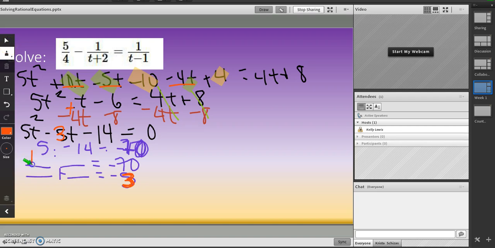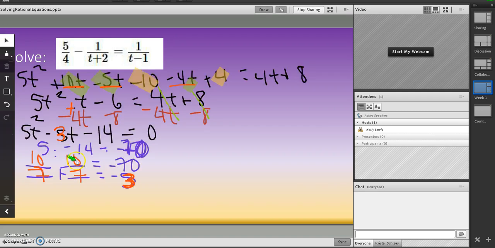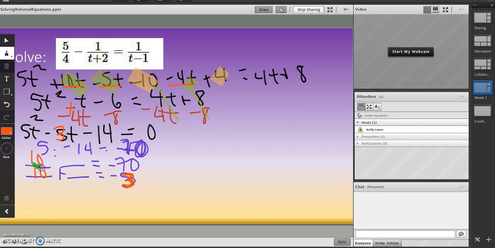So the numbers that work are 10 and 7. We need a negative. Here's the deal. 10, 7. All right, the 3 is negative, so the 10 has to be negative. So what we have is 5t squared minus 10t plus 7t minus 14 equals 0.